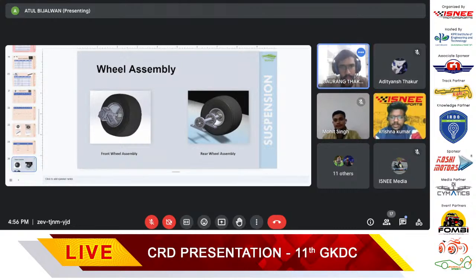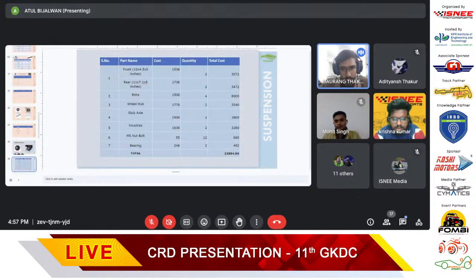So, sir, this depicts our wheel assembly, the front one and the rear one. Front consists of knuckle, stub axle, tires, and rim, and rear consists of wheel hub, tires, and rim. Looking at our constraint of in-house manufacturing facility, and emphasizing cost optimization, we manufactured whatever could be manufactured at our facility to maximize learning and cost savings. Other than that, we outsourced.